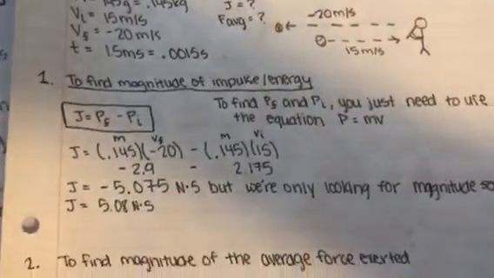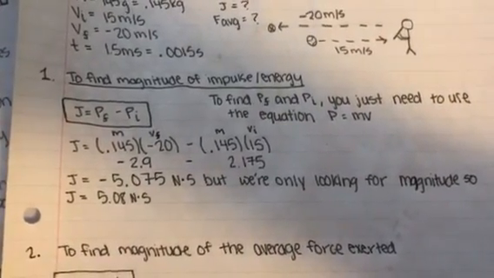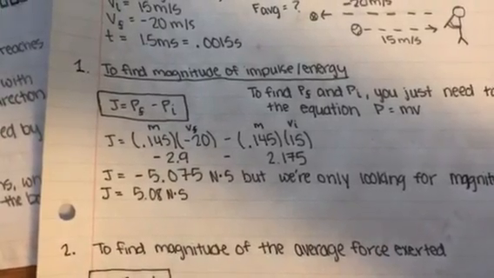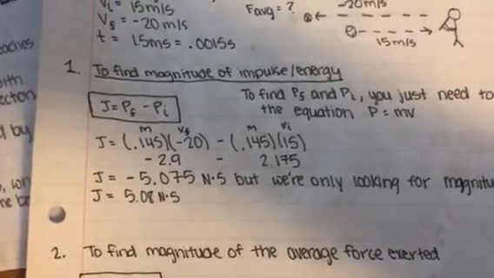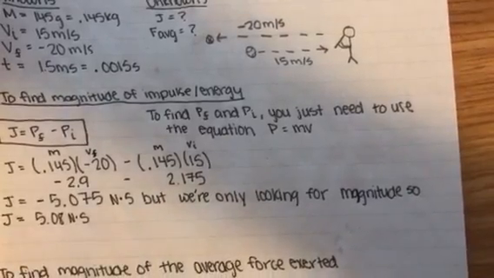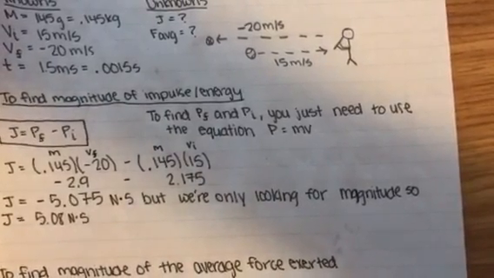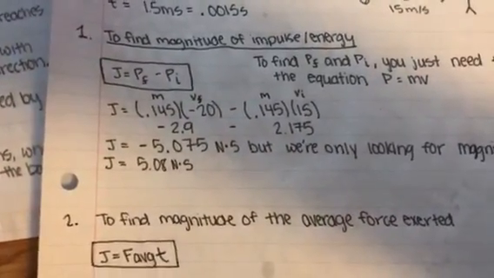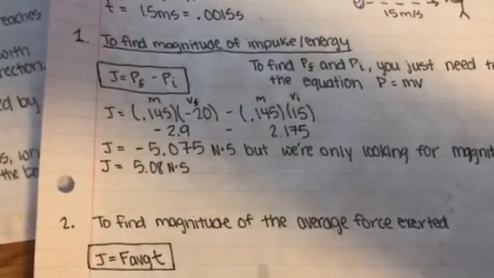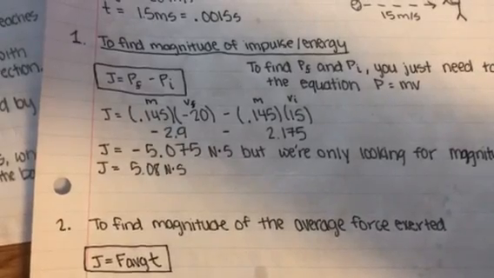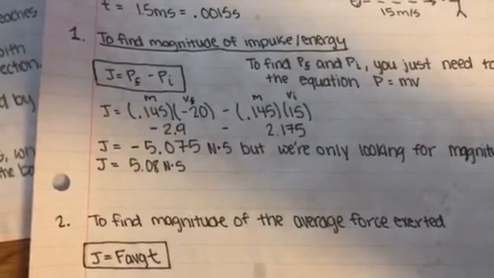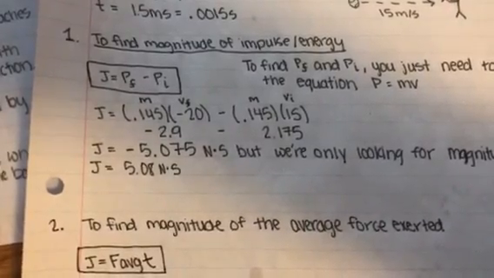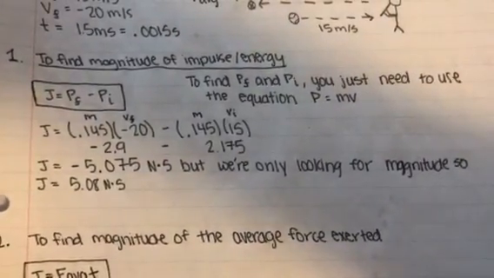To find the magnitude of the impulse for the first question, I used this equation, which was J equals final momentum minus initial momentum. To find initial and final momentum, you just need to use the equation momentum equals mass times velocity. We already knew the mass and velocity for both sides. We knew mass was 0.145 kilograms for both initial and final. As for final velocity, it was negative 20 meters per second. For initial, it was 15 meters per second.